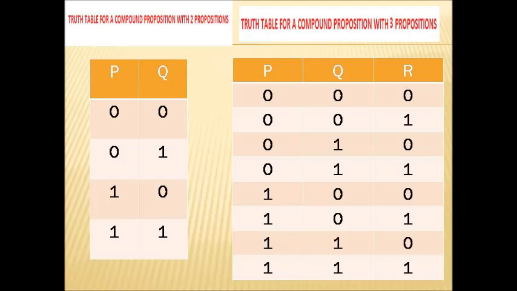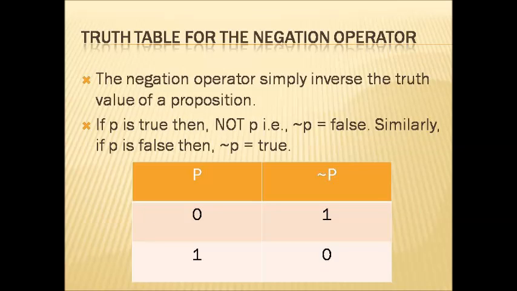We discussed the logical connectives or logical operators last class. So now we are going to discuss the truth table for these logical connectives. Let's start with the negation operator. In the case of the negation operator, we know that we use it to invert the truth value of a proposition. Suppose P is true, the negation of P will be false. If P is 1, the negation of P will be 0. Like that it goes, right?